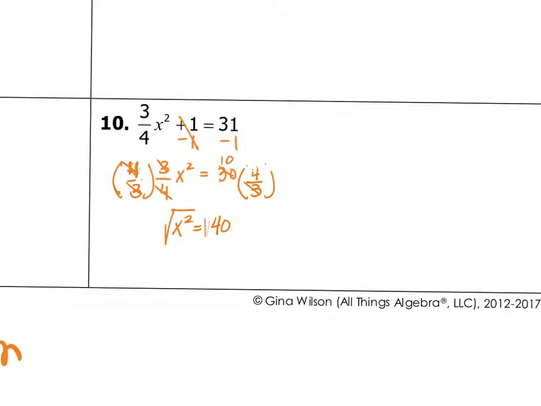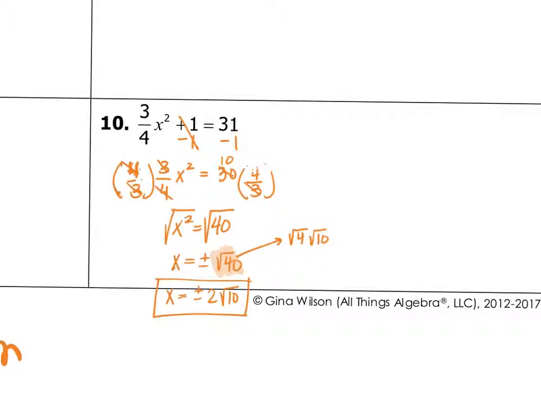Take my square root, because we're solving by square root. So x is equal to plus or minus the square root of 40. You also have to know that that is not simplified, and simplify that into plus or minus 2 radical 10. That comes from the square root of 4 times the square root of 10. So x is equal to plus or minus 2 square root of 10.